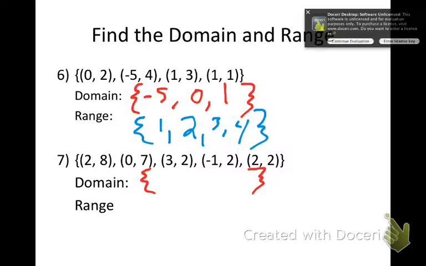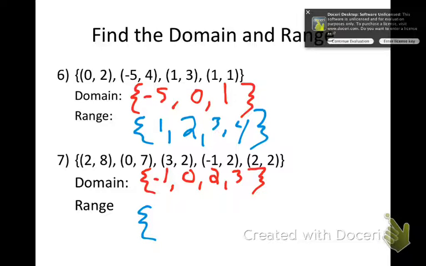Number 7. What is the domain for number 7? Austin, what's the domain? I don't know. What are the x values in number 7? 2, 0, 3, negative 1, 2, right? Yep. Now, anytime we list a domain, we put them from least to greatest. So, -1, 0, 2, and 3, right? And again, because 2 repeats in there, I do not need to repeat it in my set. Once it's in the set, it's good.